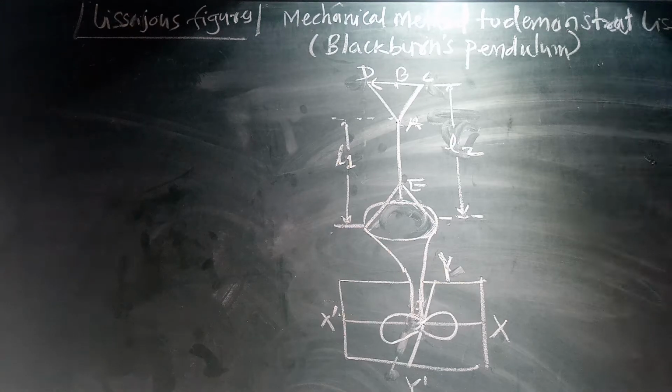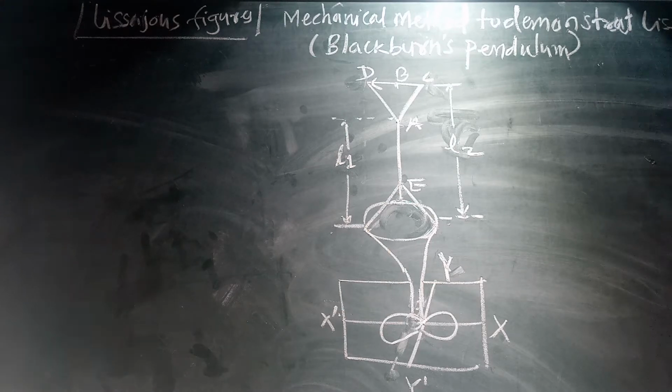Here we have a number of applications of Lissajous figures. For example, they are used to calibrate an AC signal using a generator of known frequency. These figures are also used to calibrate the frequencies of tuning forks. Again, they are used in police radar systems. So these are very important to study.